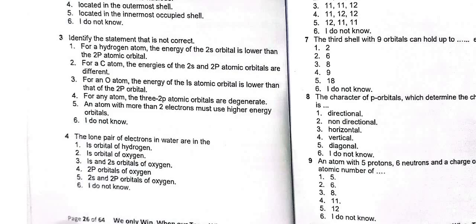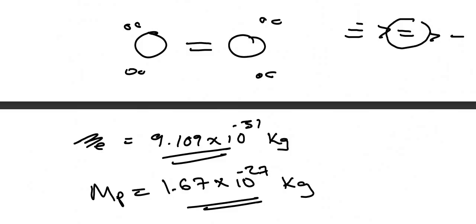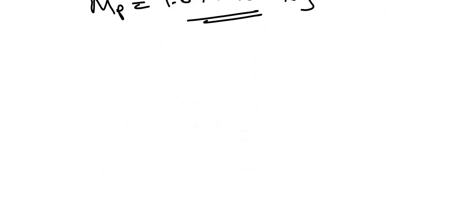Then number 4, they're saying the lone pair of electrons in water are in. So where are the lone pair of electrons in water? You just draw the molecule. You know how water is formed: 1 oxygen and 2 hydrogens. Each oxygen has the following configuration. This is the 2p, this has to be 6, so this is going to be 4, is it? Then each hydrogen only has 1.